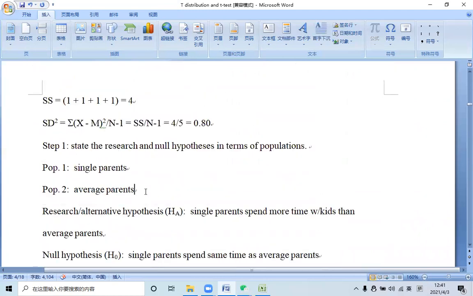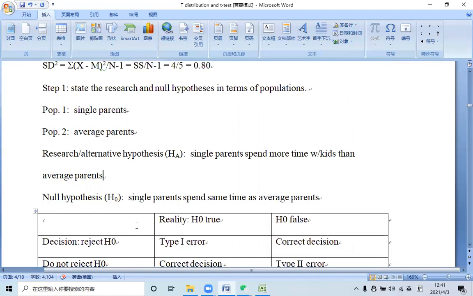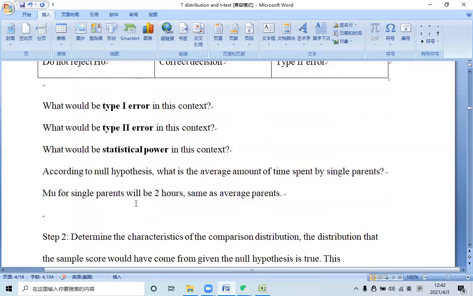We have our hypotheses, research hypothesis versus null hypothesis. And we want to show the null hypothesis is not good. We want to show that the null hypothesis should be rejected. How do we do that?